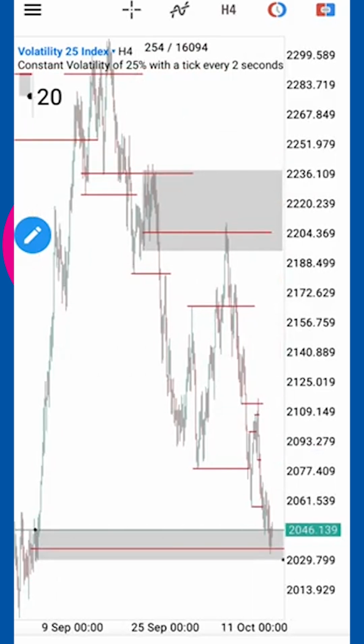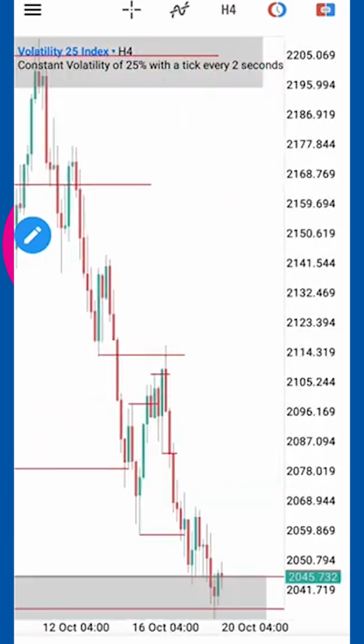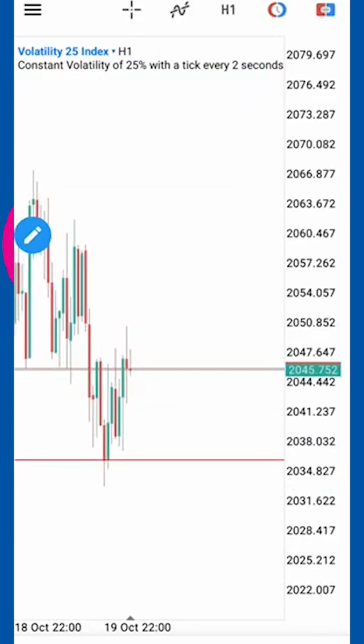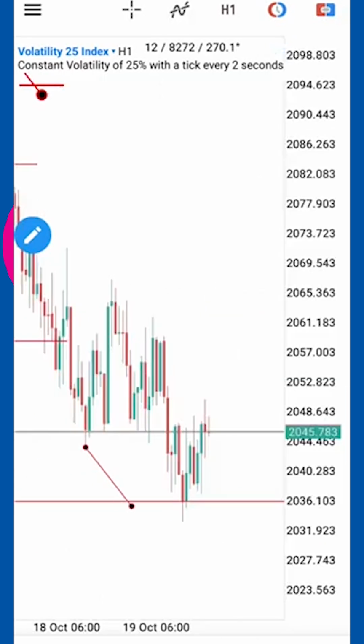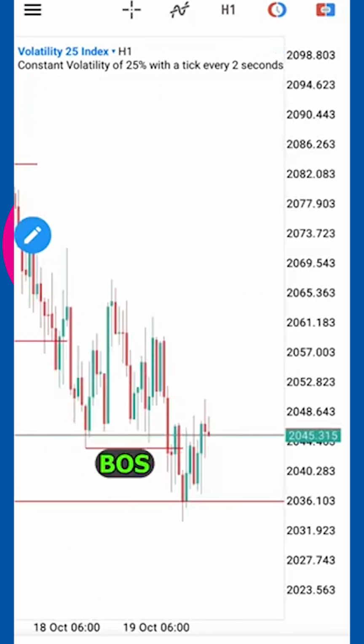So if I stretch out that 4 hour order block, you can see price hit almost all the interest points right within the daily order block. Now price broke structure, of course, on the 1 hour.